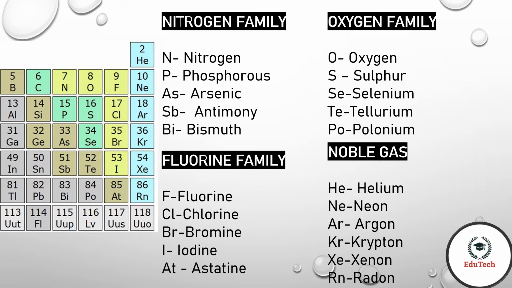These are oxygen family. Fluorine family: fluorine, chlorine, bromine, iodine, acetylene. These are fluorine family. Now at last, the noble gases: helium, neon, argon, krypton, xenon and radon. These are noble gases.